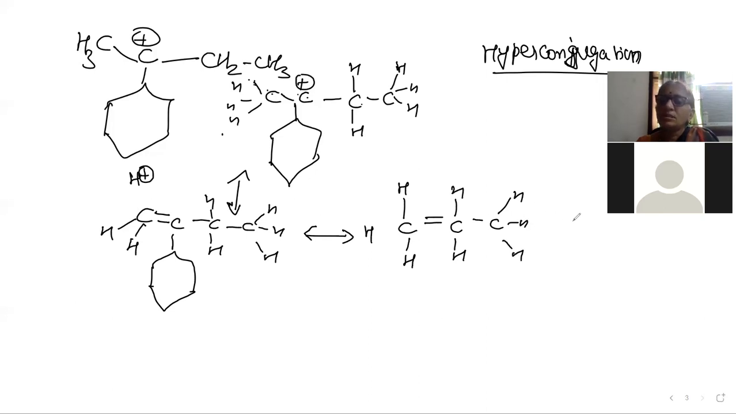Okay. What's the next structure? You involve this one. So this will be positive. In the next structure, these two bonds will be normal. This will be hyperconjugative.